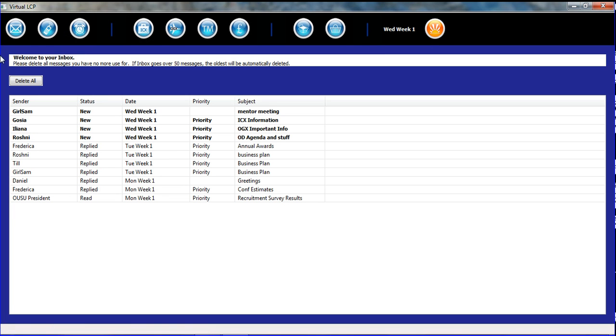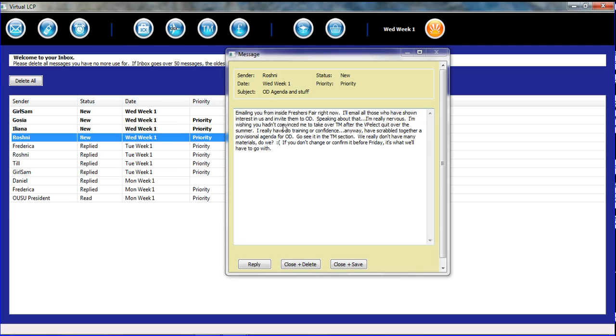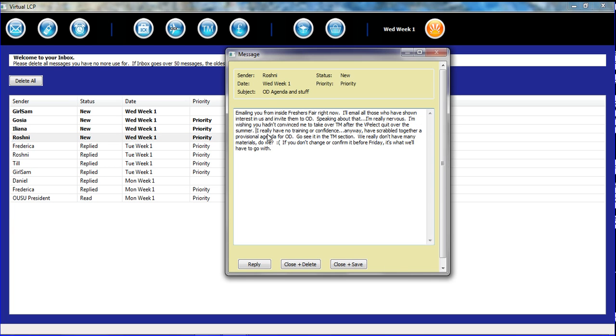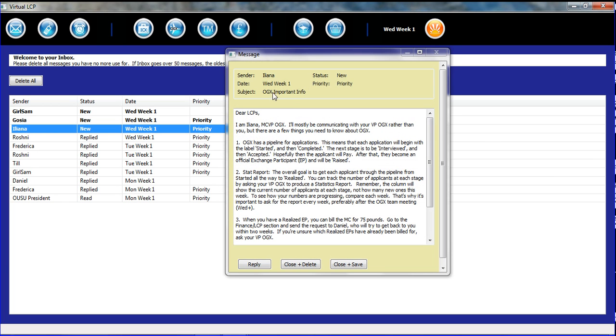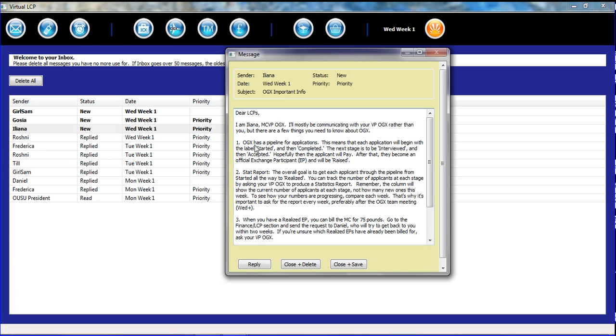Okay, we've got some background information from the VP OGX and from the VP ICX. This is just telling about the general OGX pipeline, applications from people. They're first started, then they're deemed completed, then hopefully accepted, and then maybe paid, and then they become an official exchange participant and raised. So we want to get people from started to raised, and we can track it by asking Till for statistics reports. And when we realise DP, we can bill for £75. Good. Quality of the preparation will be important. So if we raise or realise fewer than other LCs, but we give them a good quality experience, that would stand in our favour.